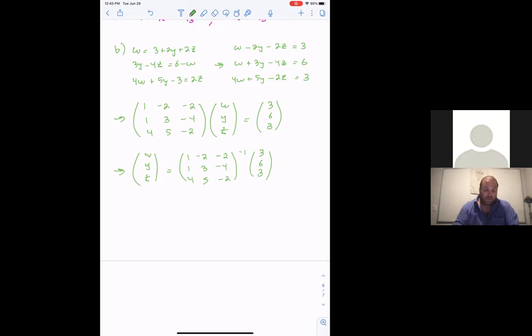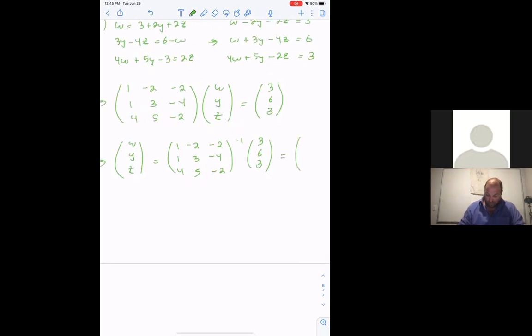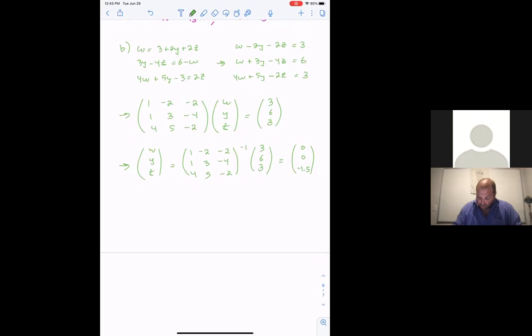So let's edit and put in a 3 by 3 matrix: 1, negative 2, negative 2, 1, 3, negative 4, 4, 5, negative 2. Let's also go ahead and put in a 3 by 1 matrix of 3, 6, 3. And now we want the first matrix inversed times the second matrix. And I get 0, 0, negative 1.5.